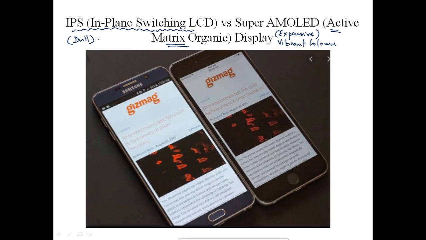However, because they use active matrix organic material in their display, they eventually degrade with respect to time. So after 2 to 3 years, Super AMOLED displays start degrading. That was a rough differentiation between two types of LCD panels which are being used nowadays in almost all the cell phones.